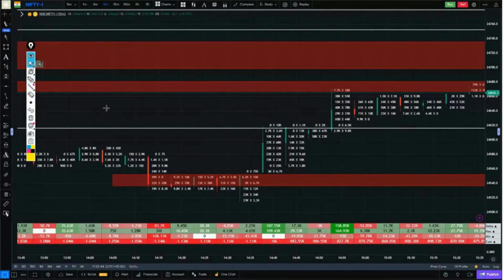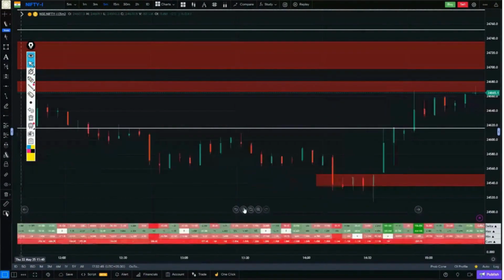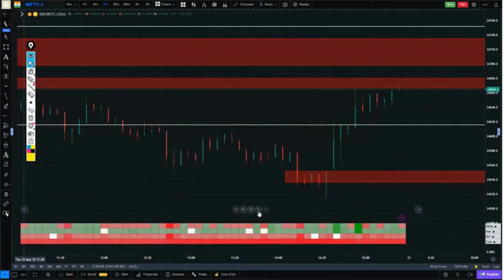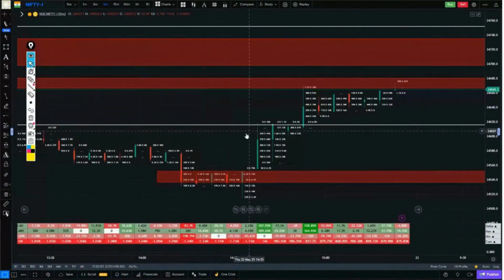Even in the previous candle, there was selling. The selling zones were being broken. But when selling came in this candle, the selling zone was broken, but there were no aggressive buyers visible anywhere. What happened here? The selling was absorbed. This time, aggressive buyers entered, okay.